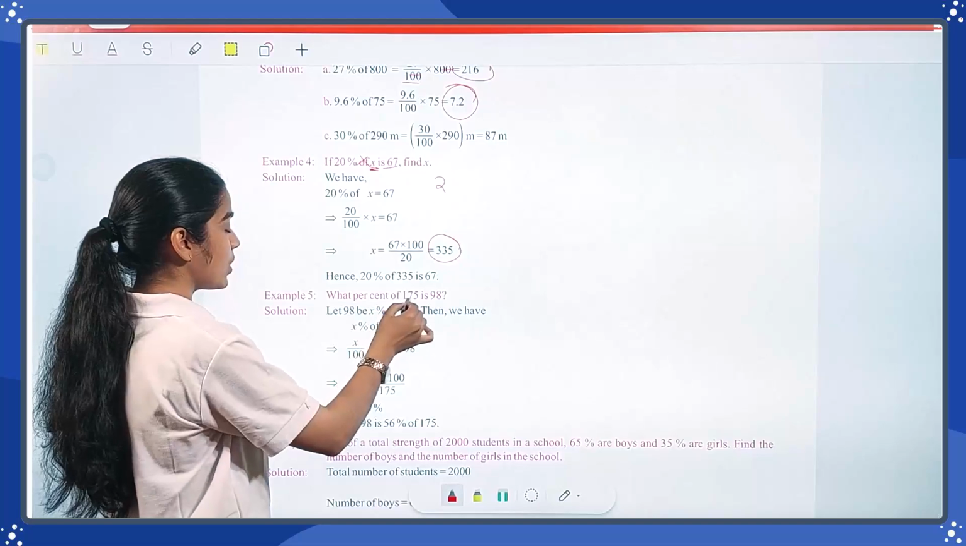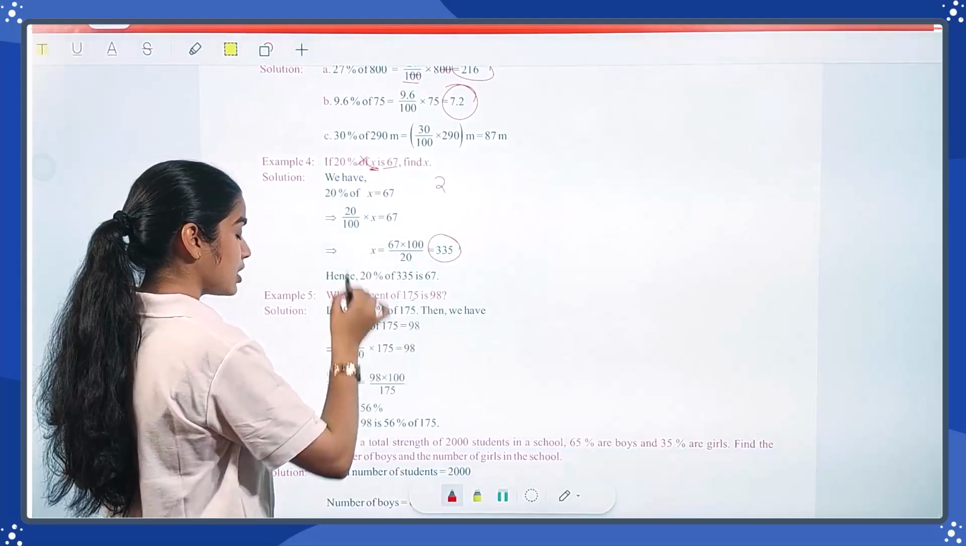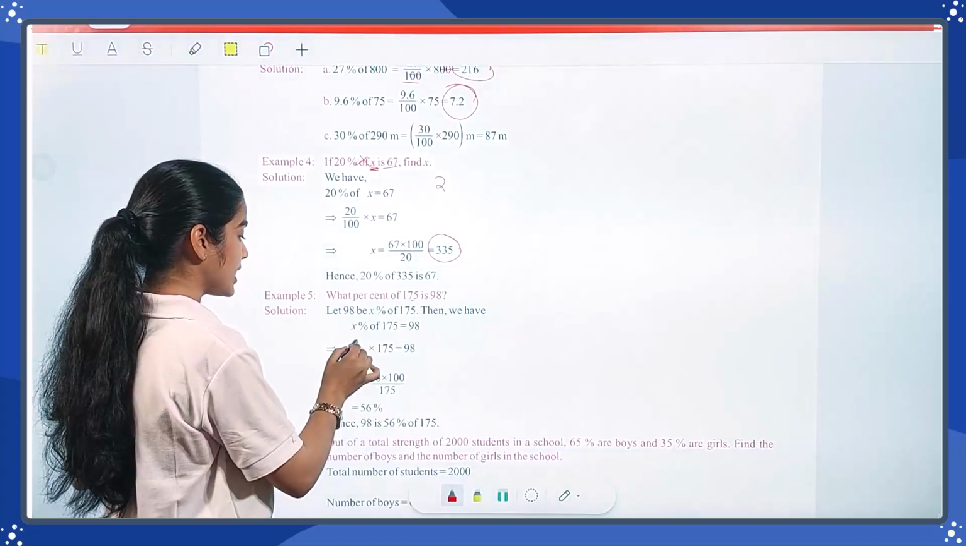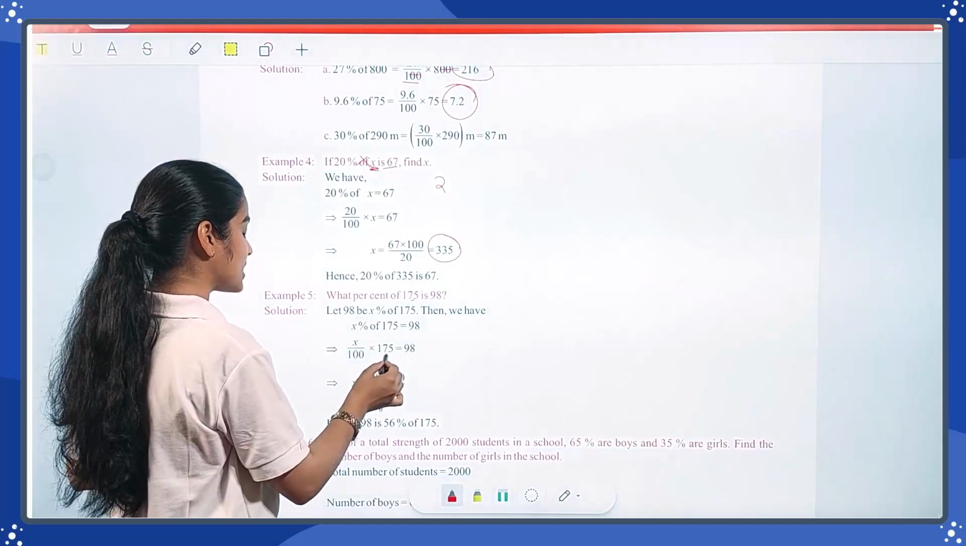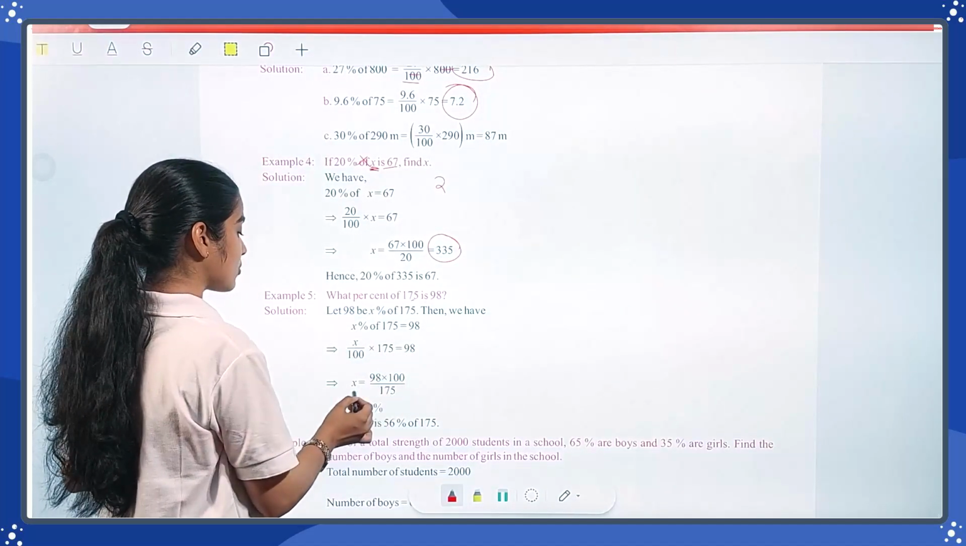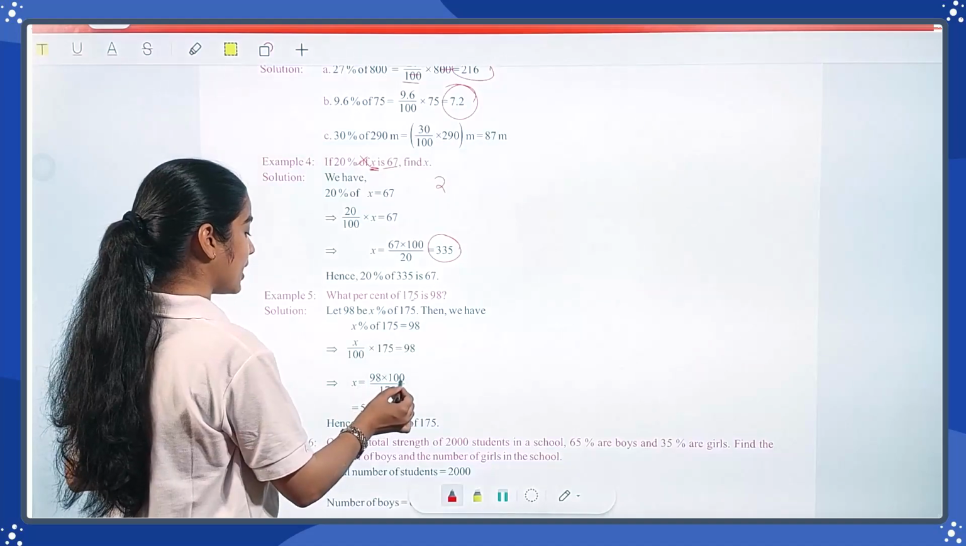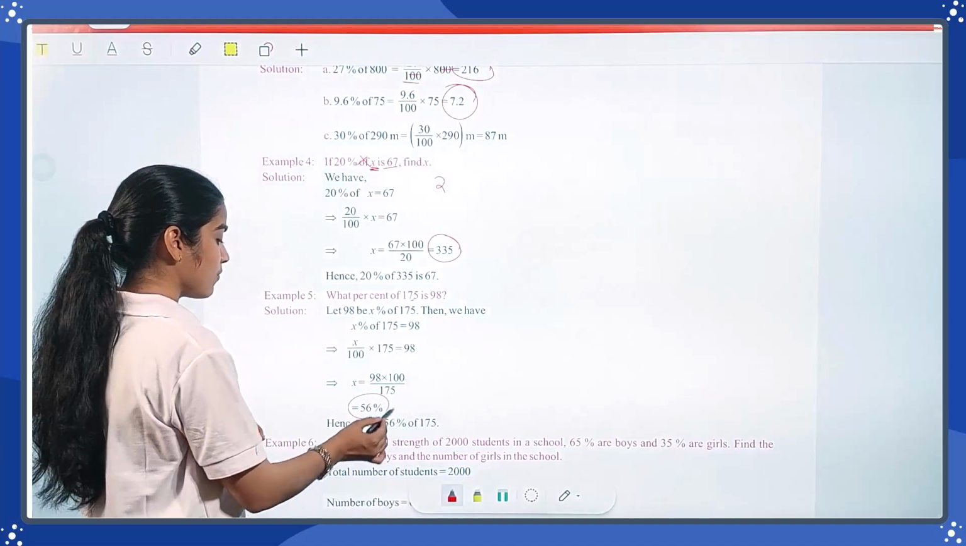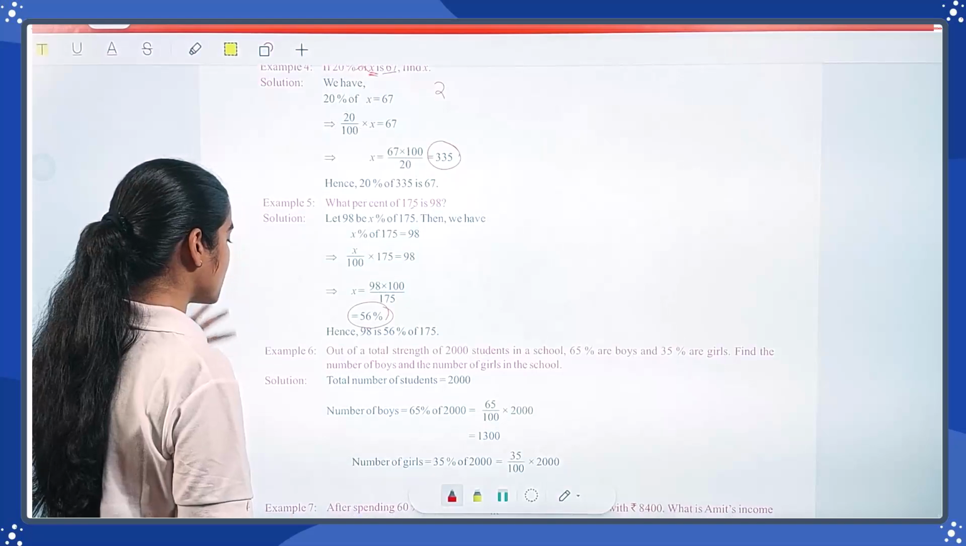What percent of 175 is 98? Now you have to find out the percentage. So x upon 100 multiplied by 175 is equal to 98. So x is equal to 98 multiplied by 100 upon 175. Your final answer is 56%.